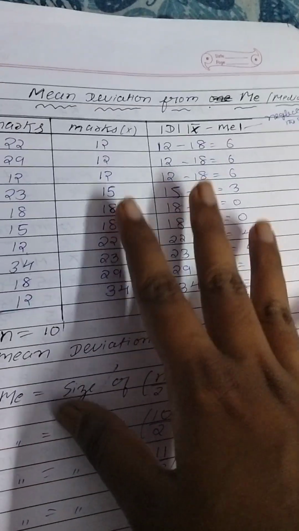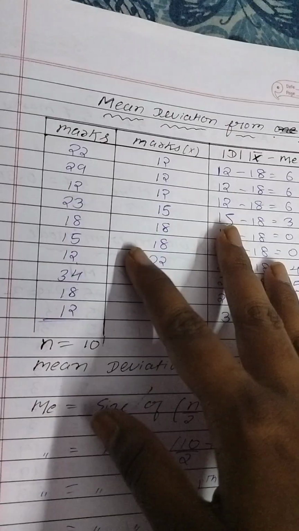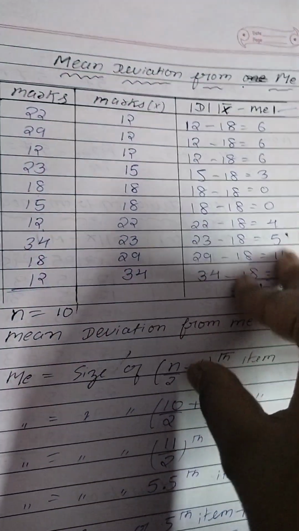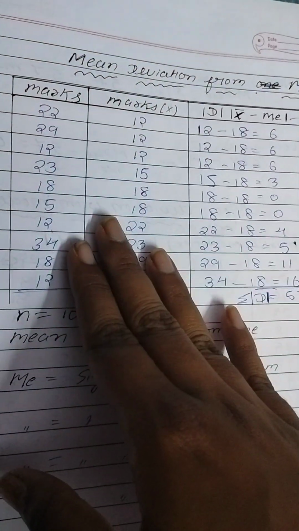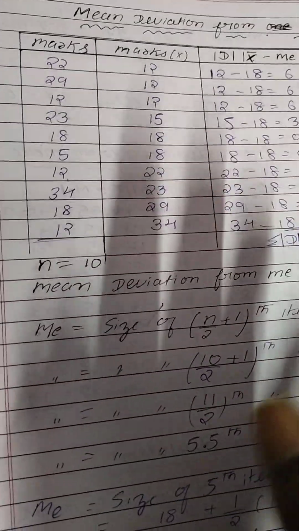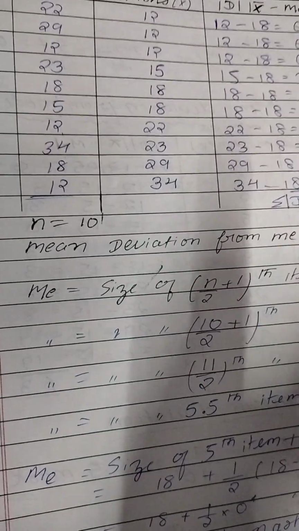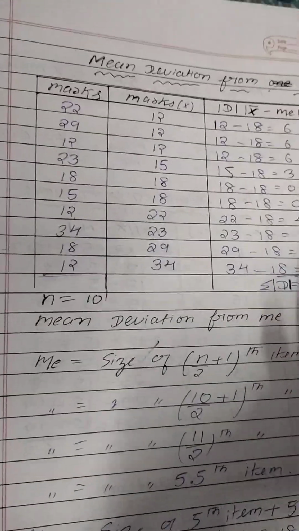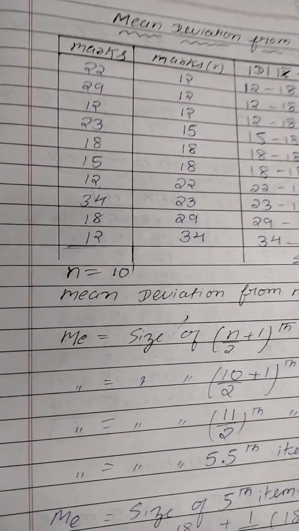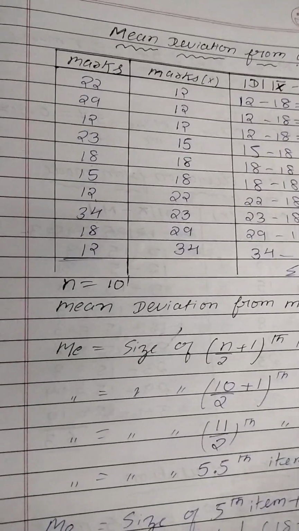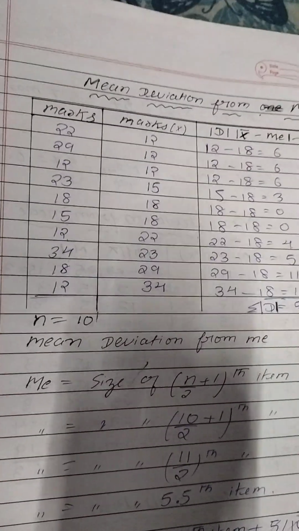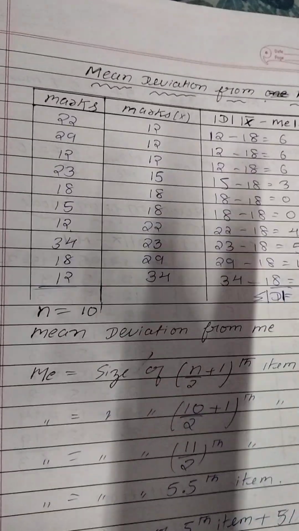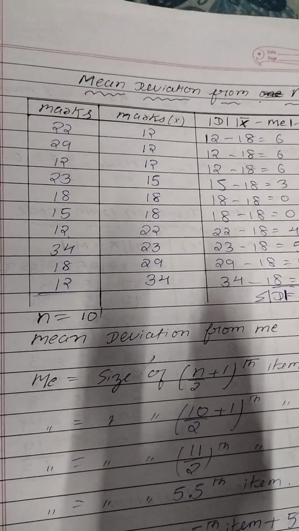Then we have the mean deviation from median. So to find the median, first we take the marks, then we arrange them. In the median, as we have studied earlier, you can arrange it either in ascending order or descending order. It's better to arrange it in ascending order. The middle value will be the same, but the process will be quite easy for you. That's why I have arranged the data in ascending order.